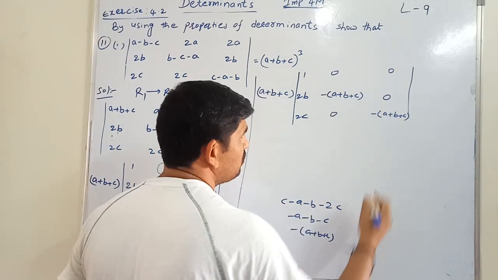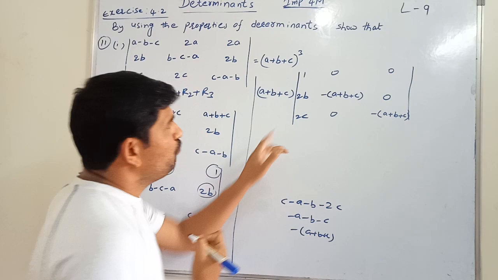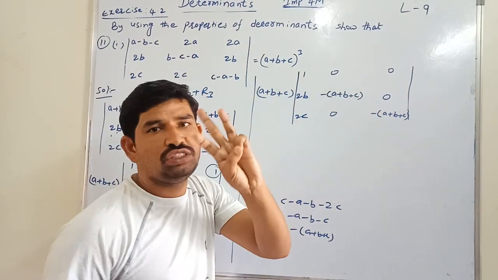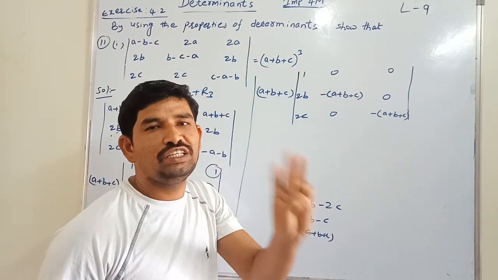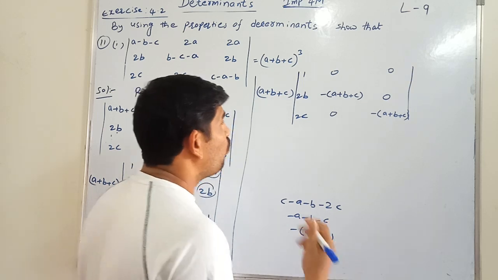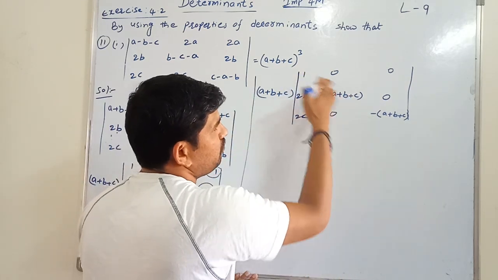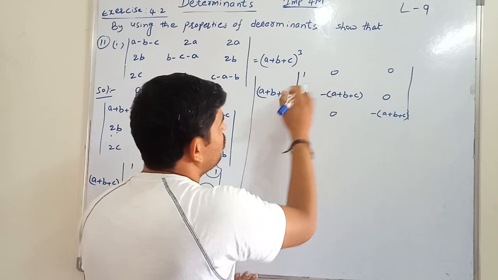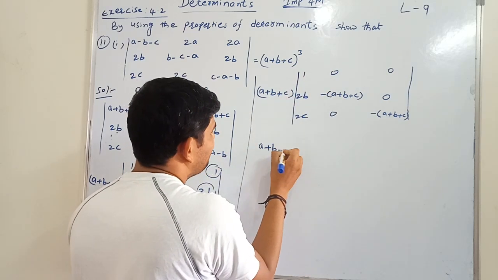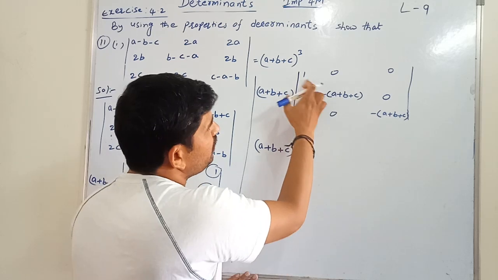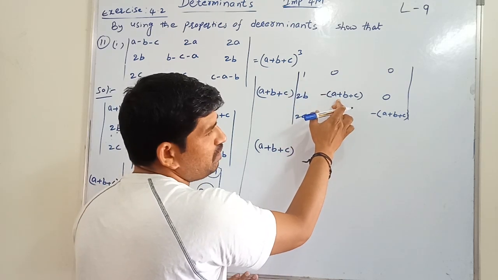After writing this, okay, now we got 0 in 1, 2, 3 places or not? Yes, we got the 3 places 0. Now what is our target? Our target is just we have to multiply the diagonal elements. Okay, 1 this one. So that's why a plus b plus c into 1 into this one, which is minus of a plus b plus c.